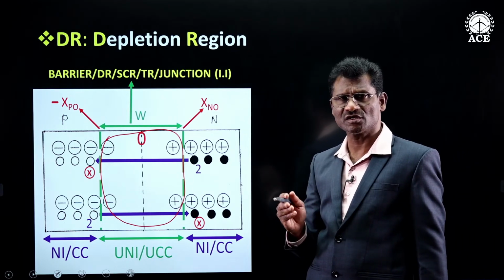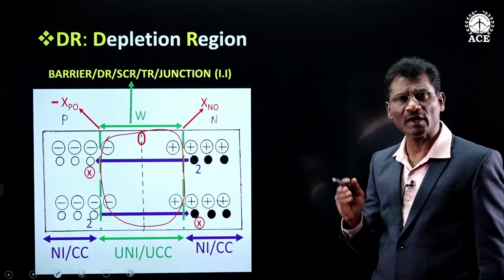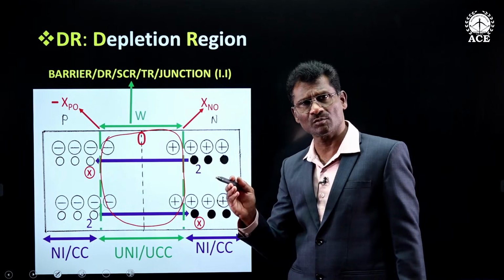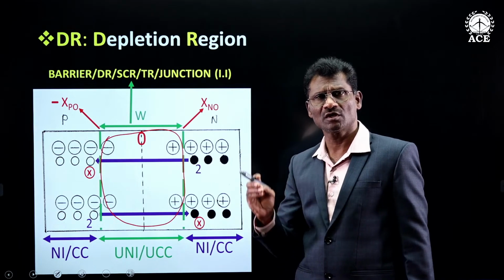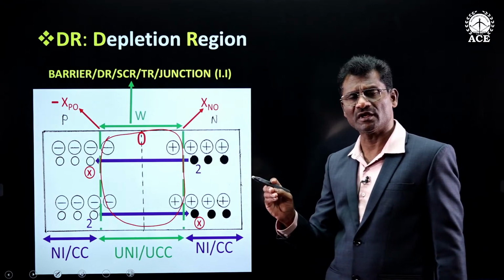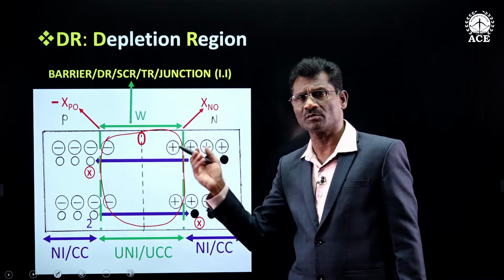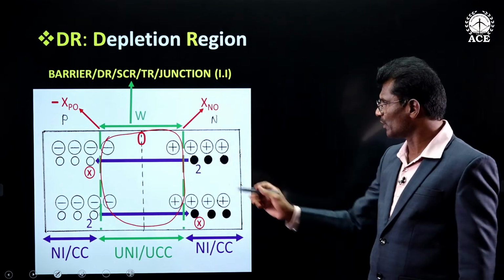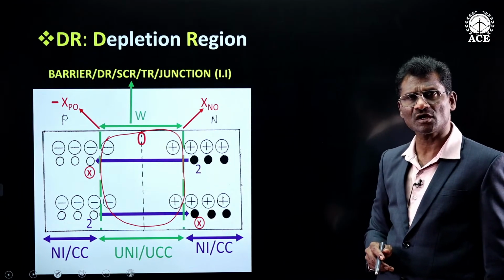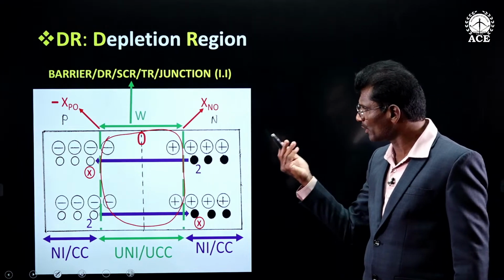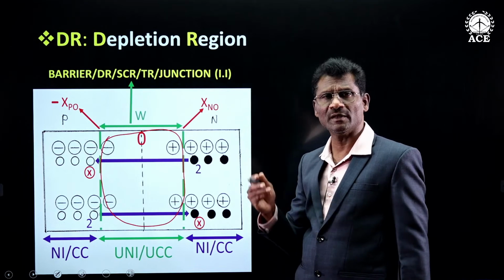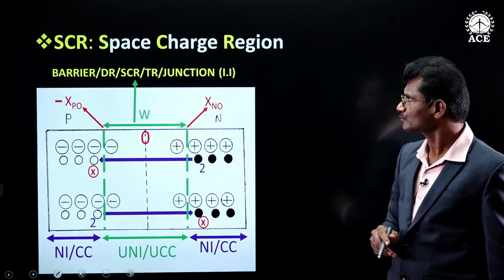Current by definition is dq by dt. If a charge carrier moves through a unit cross-sectional area, then per unit time it can produce current. So in this area we do not have charge carriers, electrons or holes. They are only immobile ions, and hence given the name depleted or depletion region.